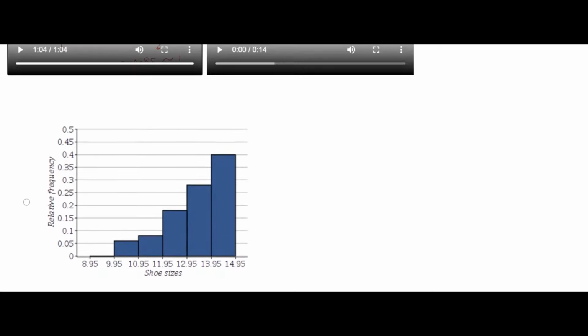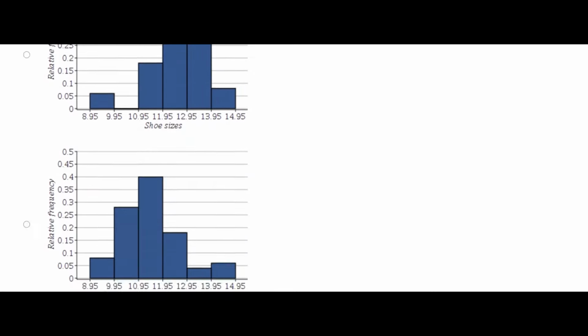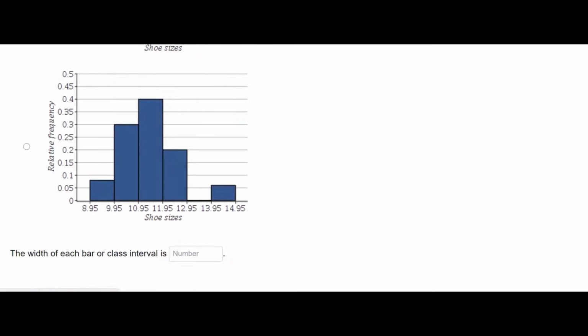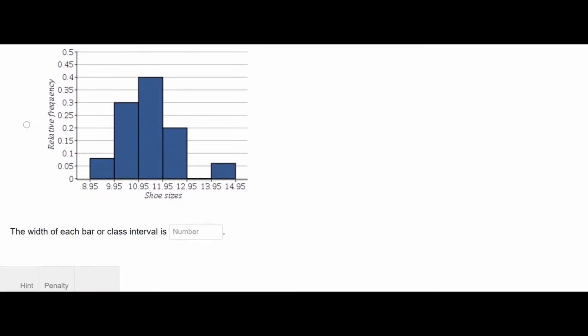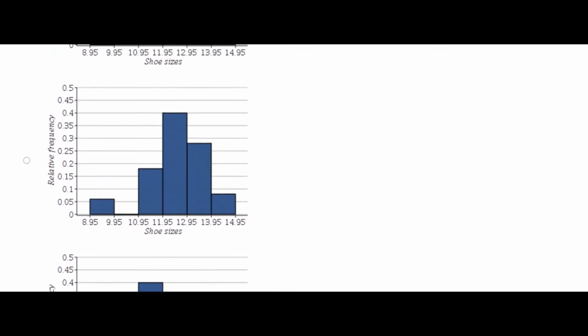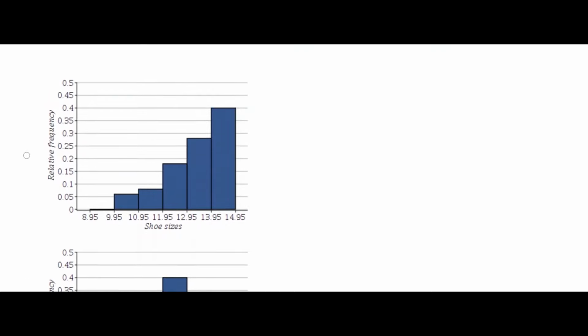We see that in the first histogram. So we are just identifying the intervals which are all the same in all the options. You can see that the class interval is 1, the first starting point 8.95, ending point 9.95, and then the second interval is starting at 9.95 and ending at 10.95, and then the third interval from 10.95 to 11.95, and so on. So the last point in the intervals is 14.95, which is the end point of the sixth interval.